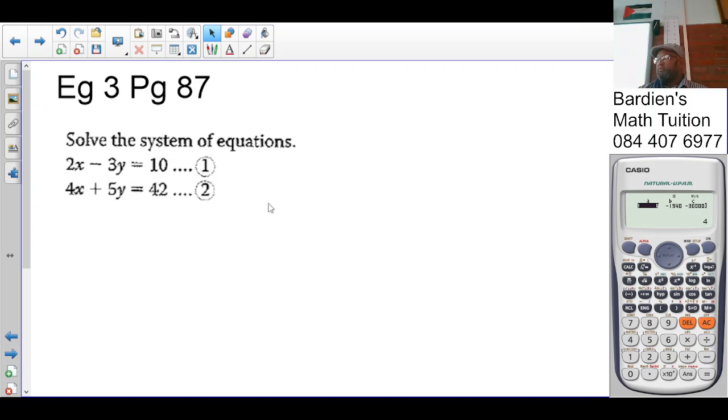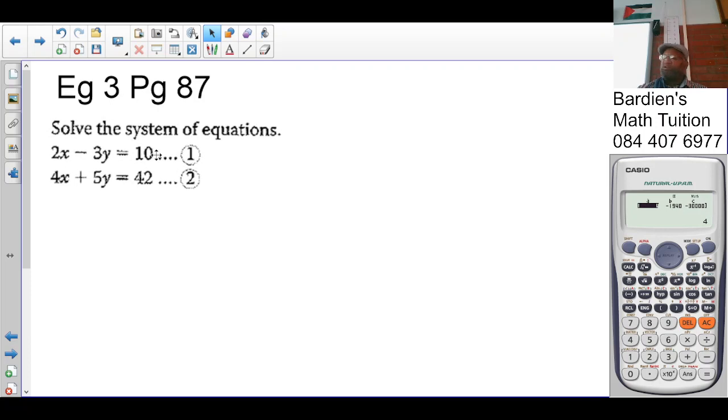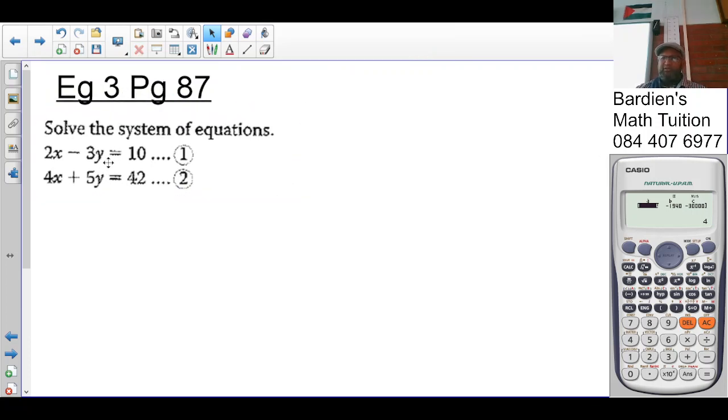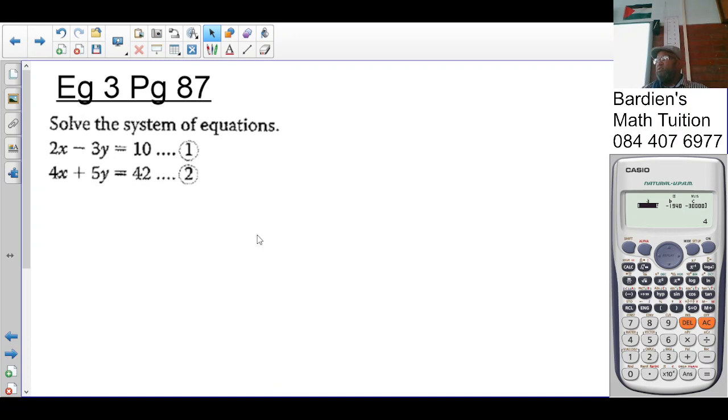So I'm going to show you how to do the elimination method as well. But as I said, you guys can decide which one of the two you're going to use. But substitution is used in grade 11. Okay. So I'm going to do the elimination method.